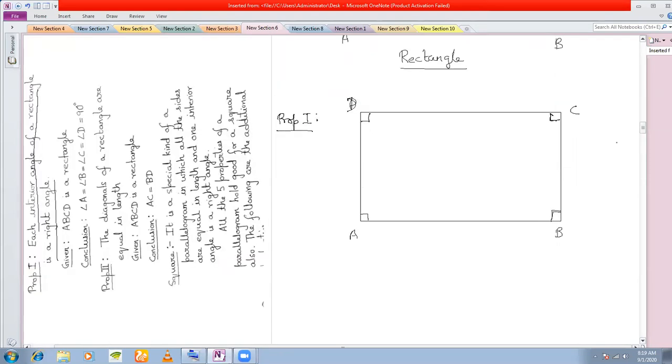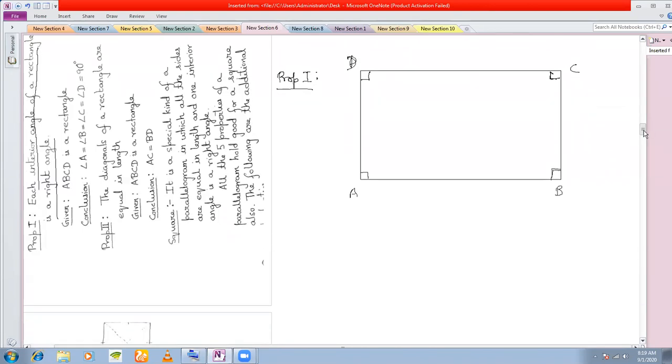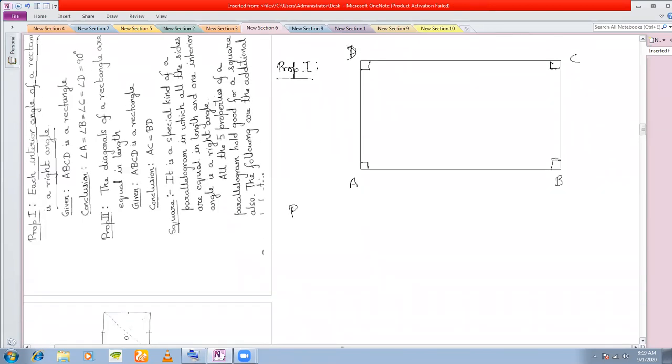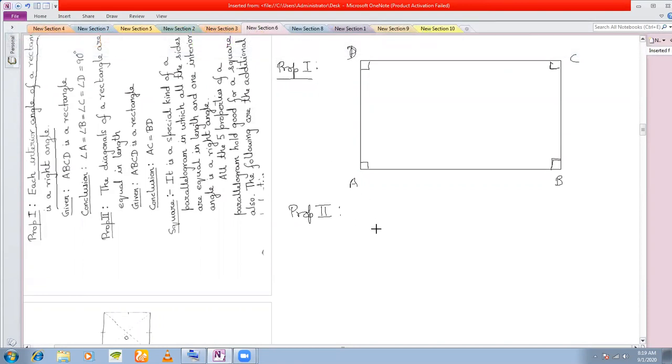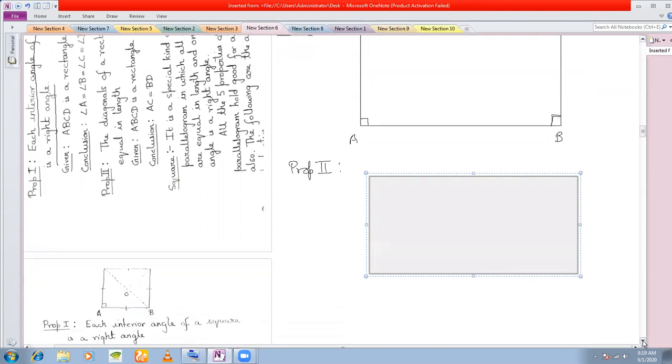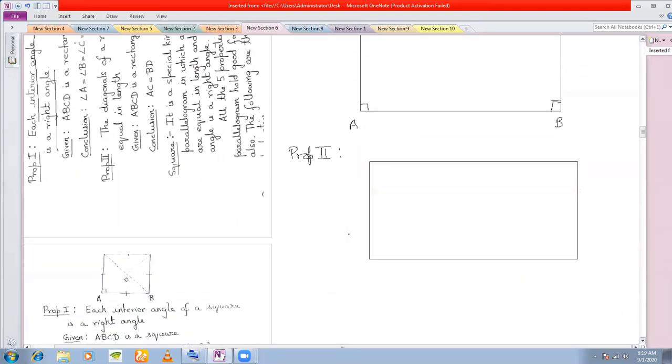Okay, and the next important property is that the diagonals of a rectangle are equal to each other, equal in length. The diagonals of a rectangle are equal in length. Remember that in the case of a parallelogram, diagonals are not equal in length. In the case of a rhombus also, the diagonals are not equal in length. Only in the case of a rectangle, the diagonals are equal in length.